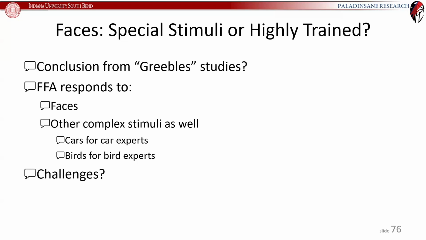All right, we're going to wrap up with a look at some of the challenges to these conclusions. Does anybody have any challenges that they can think of for either the Greeble results or the cars or the birds, that would argue against the idea that they're just complex stimuli?